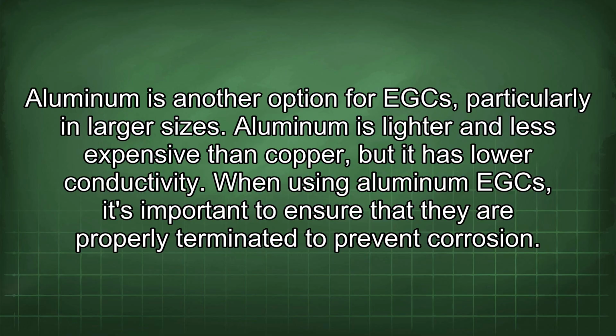Aluminum is another option for EGC, particularly in larger sizes. Aluminum is lighter and less expensive than copper, but it has lower conductivity. When using aluminum EGC, it's important to ensure that they are properly terminated to prevent corrosion.